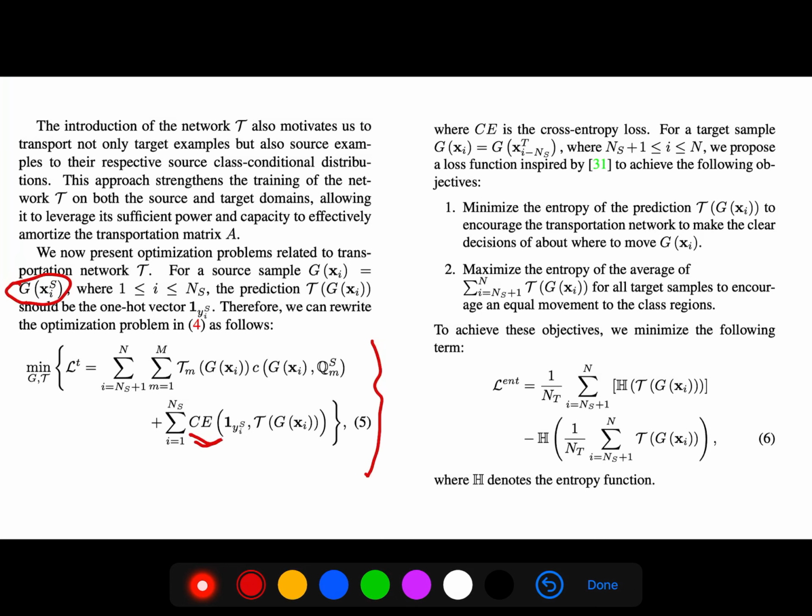So we propose a loss function which has these two objectives. First, it should minimize the entropy of the prediction to encourage the transportation network to make clear decisions about where to move. Second, maximize the entropy of the average of tau of g over all target samples to encourage an equal movement to the class regions. So we minimize this entropy loss, where H is entropy.